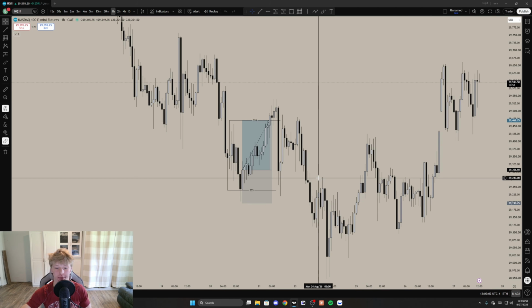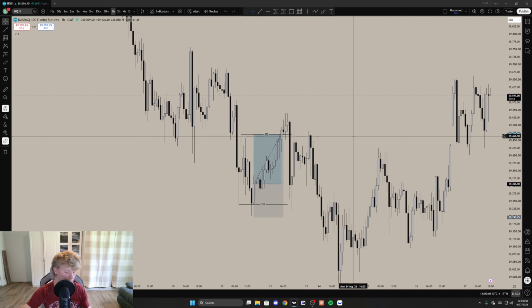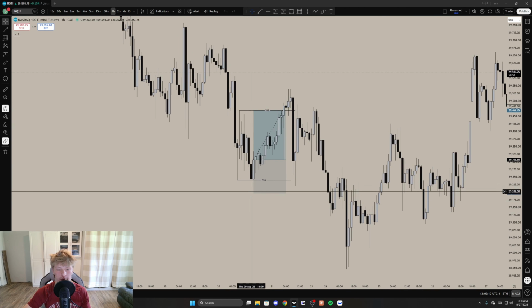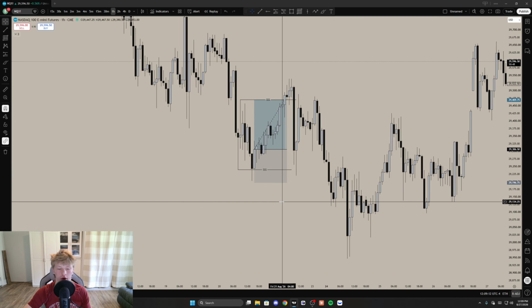So we have examples of this everywhere in the chart. I didn't even mark out anything. We're just going to look through and find them, okay? So for this example, we sweep sell side liquidity. What we can expect from there is the draw on liquidity to be the most recent buy side liquidity, the most recent buy side liquidity at best, okay?